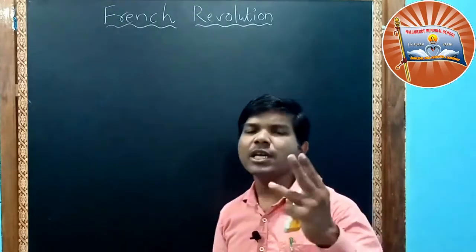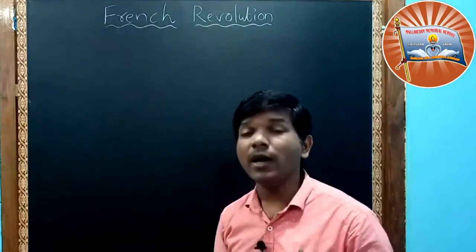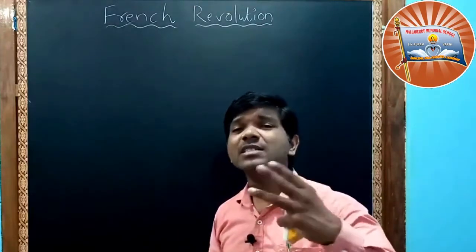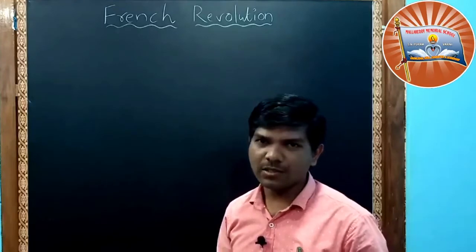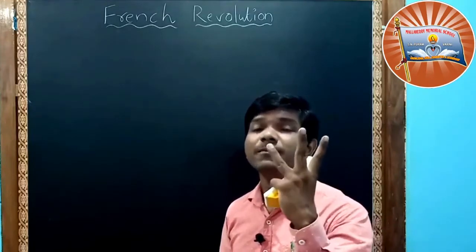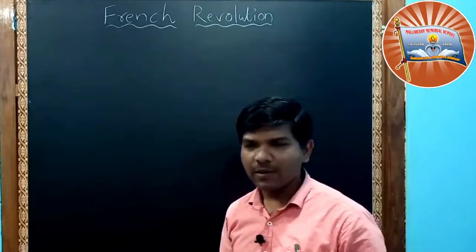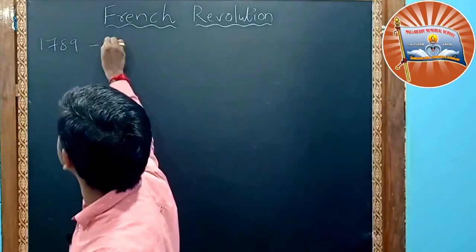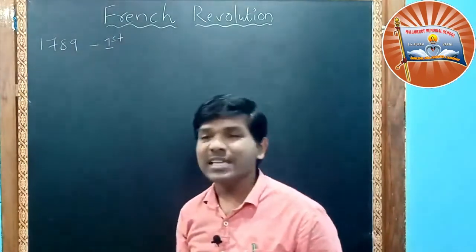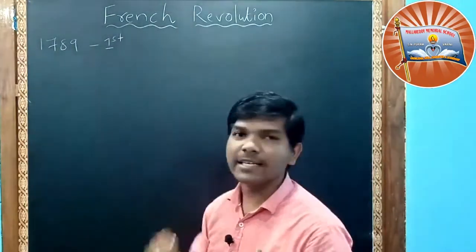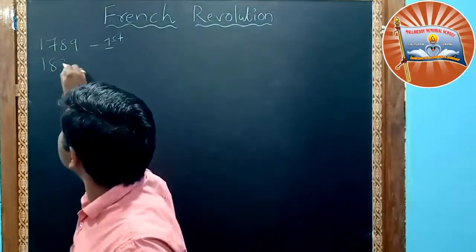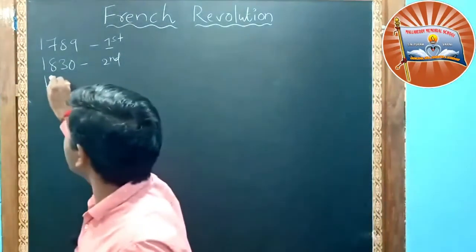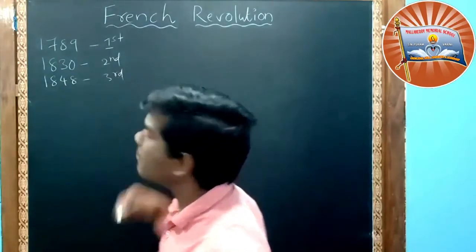I want to give you three important years. Why am I going to give three important years? Because a revolution broke out thrice in France. In 1789 the first revolution broke out. Again in 1830, the second revolution broke out. Again in 1848, the third revolution broke out.